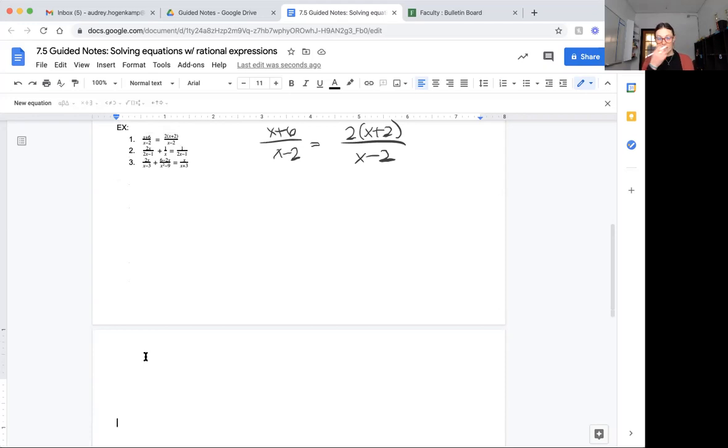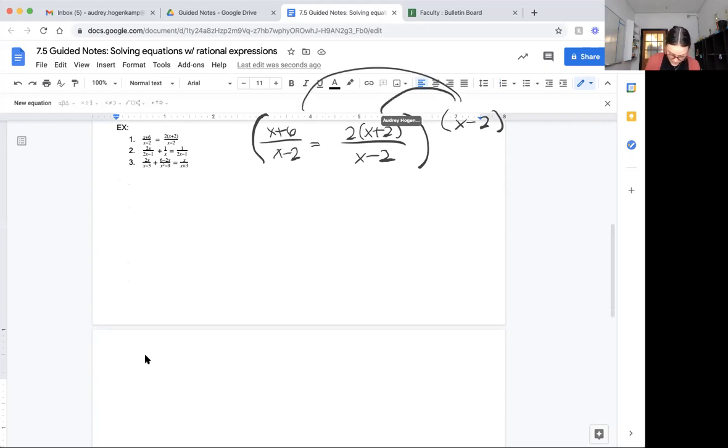And in this case, we're lucky enough that the LCD is going to be x minus 2 because our denominator is the same. So when you have a denominator that's the same, you're just going to multiply by what that denominator is. So in this case, your denominator is x minus 2. Okay, so I'm going to multiply by that to both sides of my equal sign.